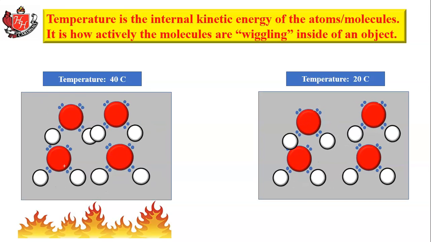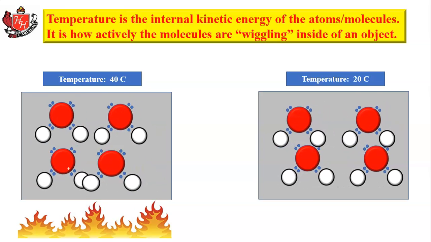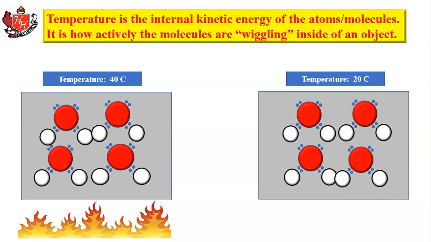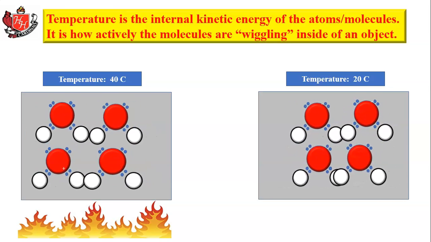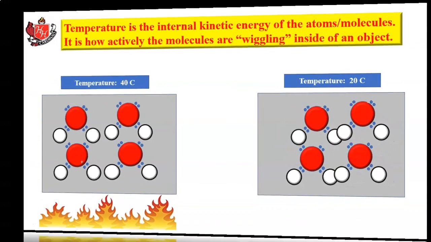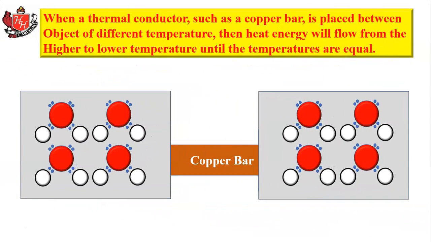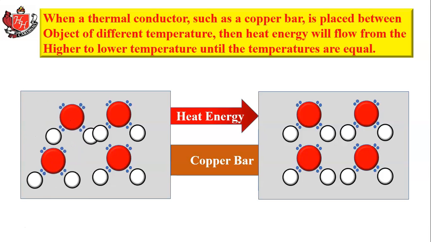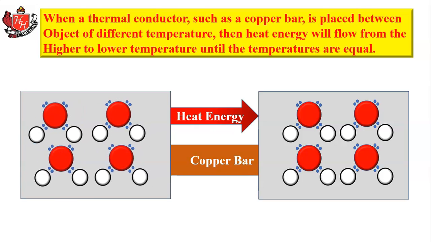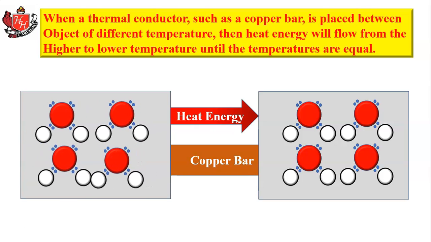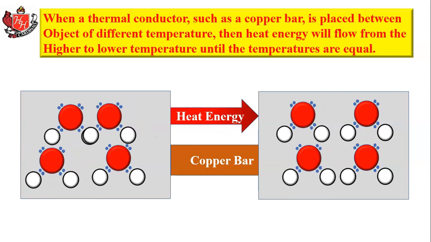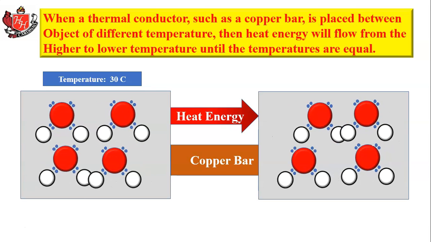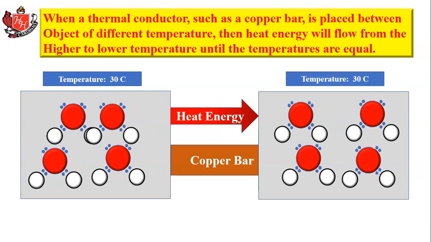All right, now what happens if we take the fire away and put a metal bar in between those two pieces of metal? In other words, a thermal conductor, something that will allow heat to pass through it. Most metals will do that. So we put a copper bar in between, and what happens then is the heat energy starts to flow from the metal on the left over to the metal on the right. And what you'll notice about the speed of the molecules is they'll eventually equalize to where they're the same. So they're both at 30 degrees.